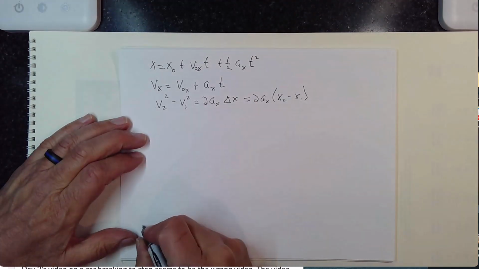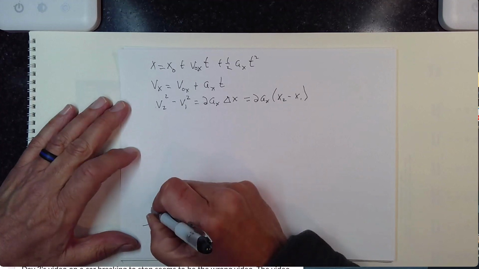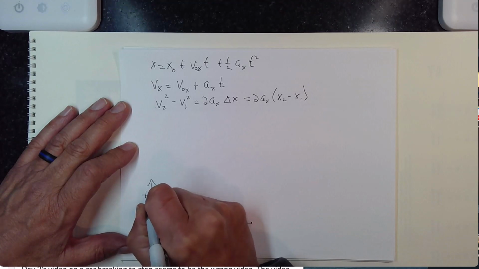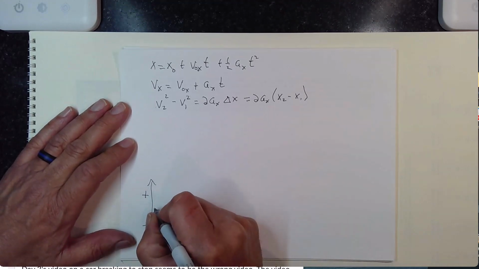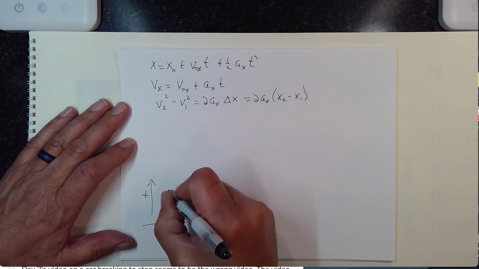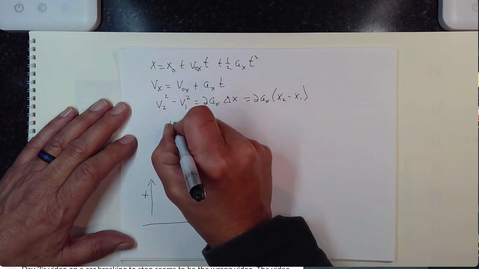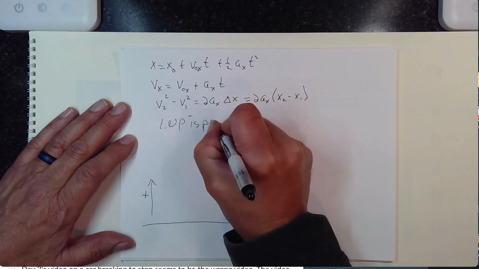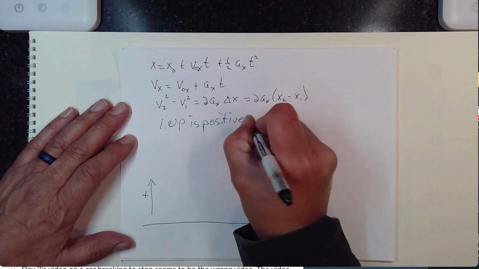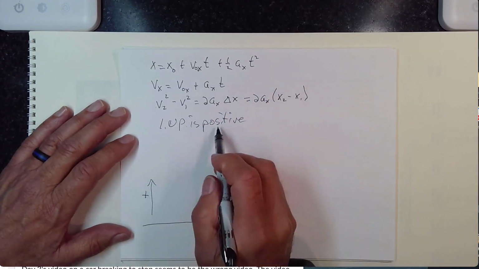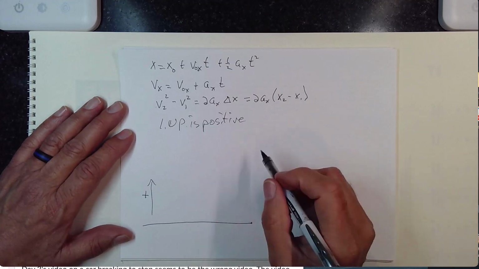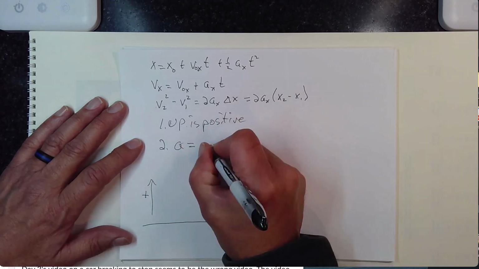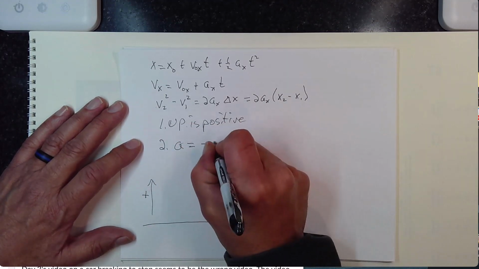With the problems we solve, most of the time we'll let up be positive. And so this is how I indicate that. This is the positive direction. So key things. Number one, up is positive. We can do various things. Sometimes we'll have up is negative, but for the most part it'll be positive. Two, the acceleration is always minus g.